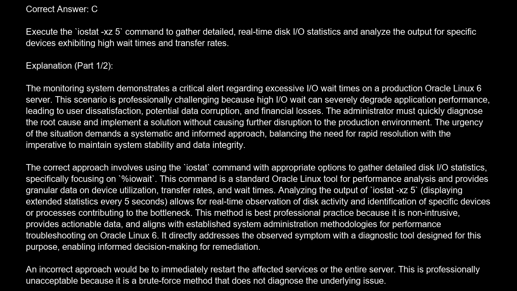The correct answer is C. Execute the iostat -xz 5 command to gather detailed, real-time disk I/O statistics and analyze the output for specific devices exhibiting high wait times and transfer rates.